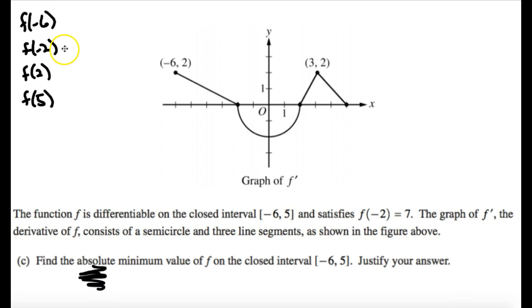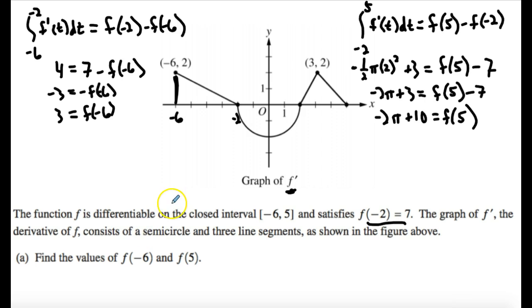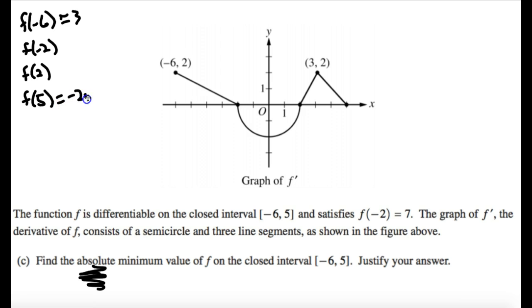So we already have found some of these values. We already found that f of -6 was equal to 3. We found that in part 1 here. f of -6 is 3. We found that f of 5 is -2 pi plus 10. We're given that f of -2 is 7. So we just need to find f of 2.